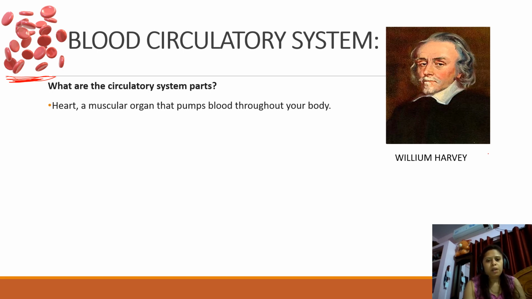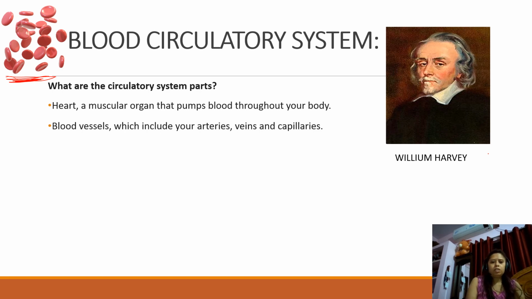So this is a very important organ in the blood circulatory system, the heart. Without the heart there will be no life. The heart is a muscular organ that pumps blood throughout your body. Second one is your blood vessels. First one is your heart, then second one is your blood vessels.